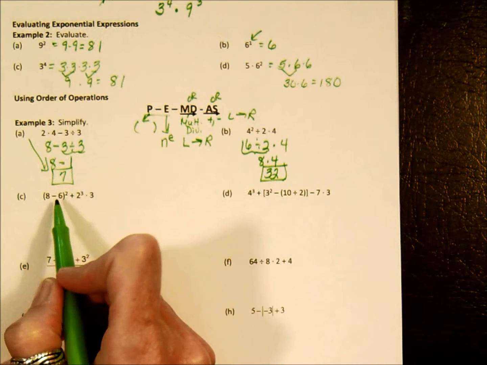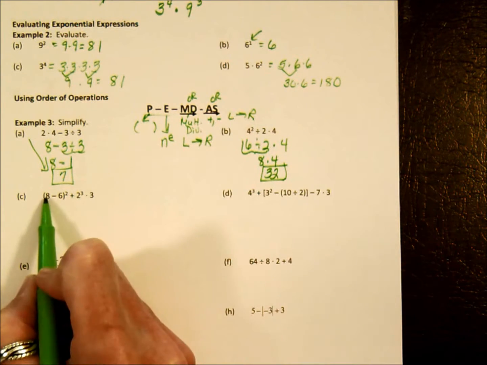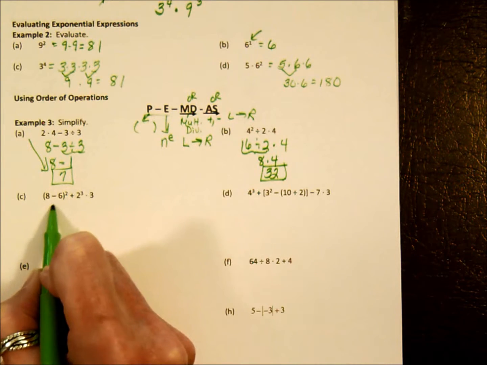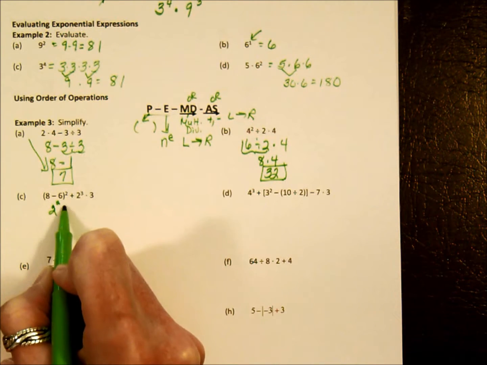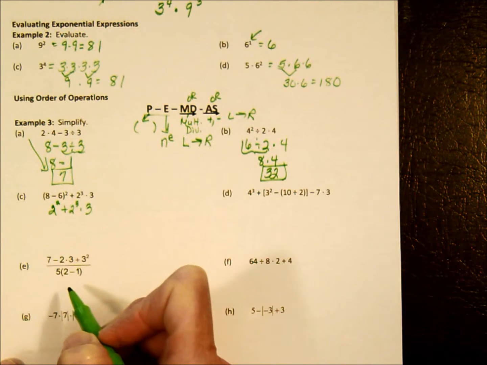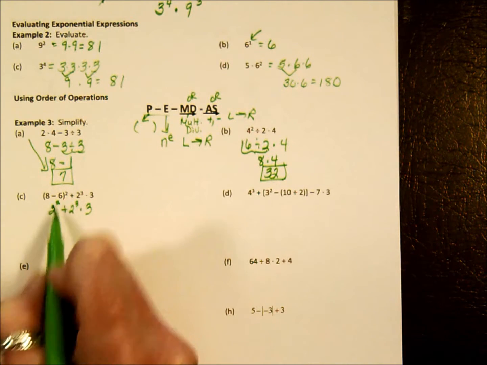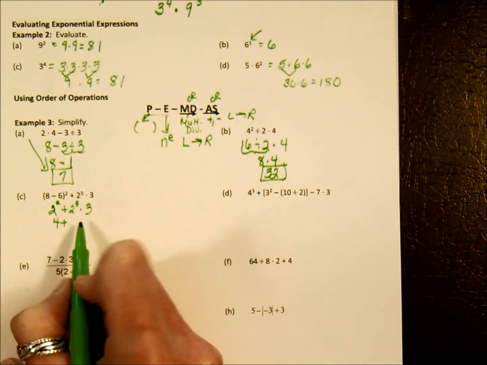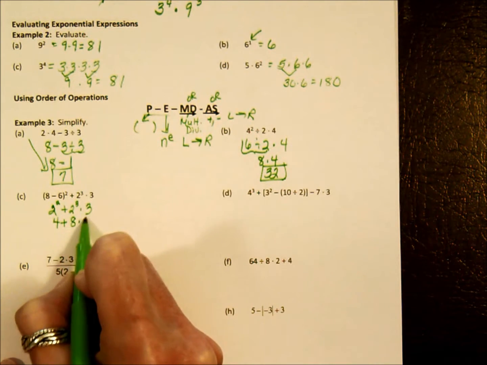On this one, we're going to go to the parentheses first, and inside the parentheses, I really can do that. So 8 minus 6 is 2 squared plus 2 cubed times 3. Now I'm going to go to exponents. 2 squared is 4 plus 2 cubed is 2 times 2 times 2 is 8 times 3.